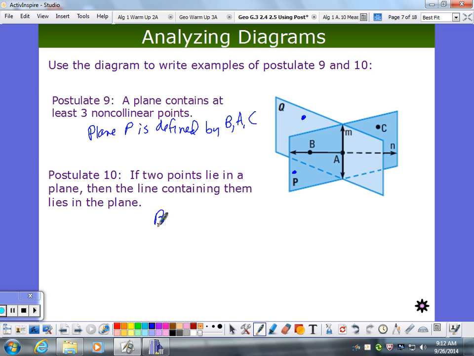So B and A lie in plane P. Okay, and so what can we say? And it does, right? Yeah. So you've got 2 points here. That line will also be in the plane. So we're illustrating different postulates. That's all we're doing. All right? Yeah, that's not so bad.